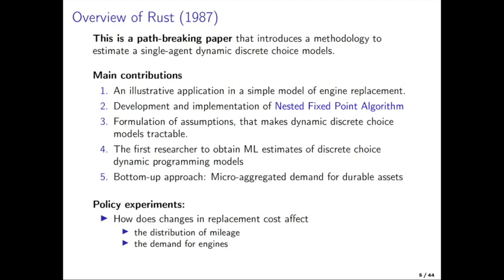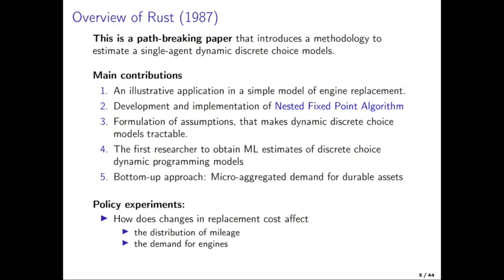So he's the first researcher really to obtain maximum likelihood estimates of discrete choice dynamic programming models. Beyond that, he develops something he calls the bottom-up approach for obtaining microaggregated demand for durable assets. In this case, a durable asset is a bus engine, but this applies much more broadly, to airplanes, machines, and so on, right? Cars are durable assets that you buy and replace once in a while.